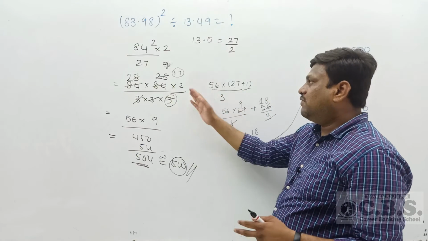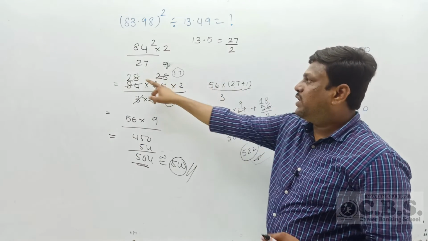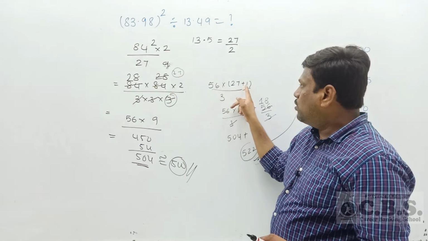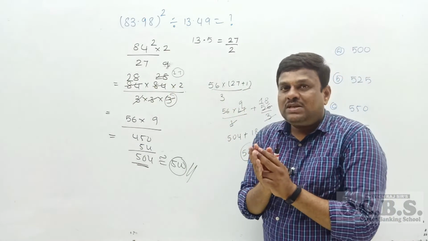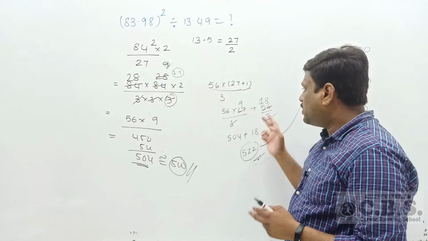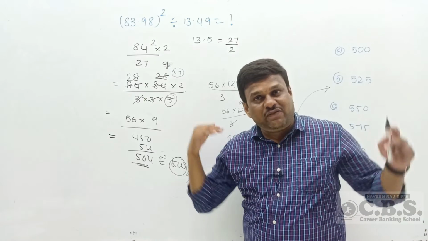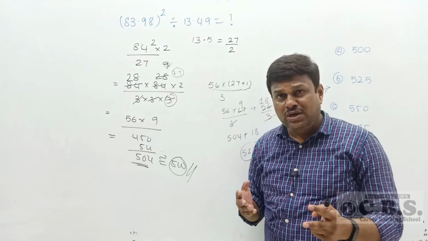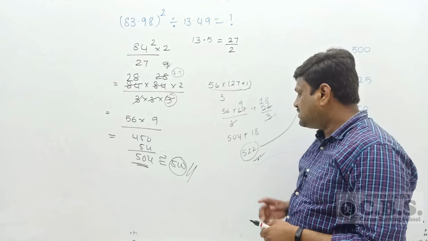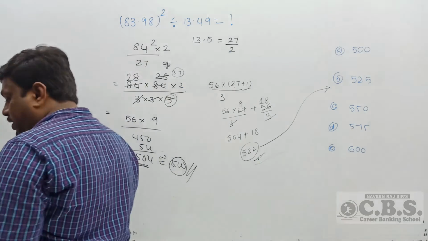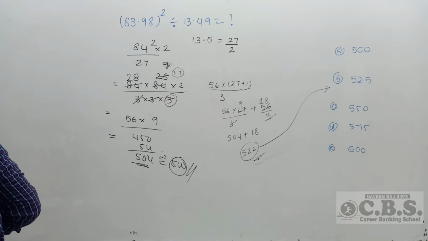Okay, so the wise step here is, when you take 28 twos as 56 and take 28 as 27, how much value is left? Think about it: I leave only one value, but 56 into 1 divided by 3, how much value is left? 18 is left, but the difference of the options is only 25, and 25 is near to 18. That's why you get wrong answers. So what is the right answer? 522 is the right answer. This is a very important process for doing all simplification questions.